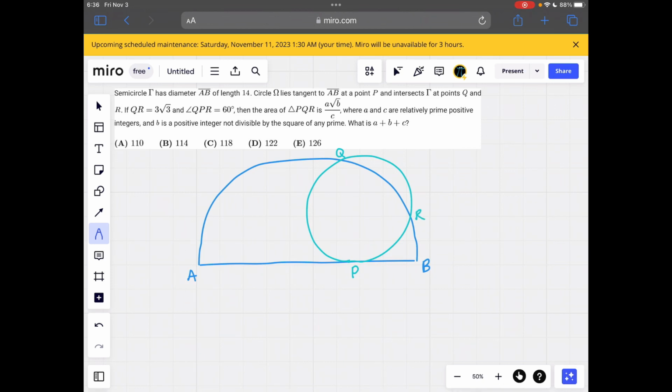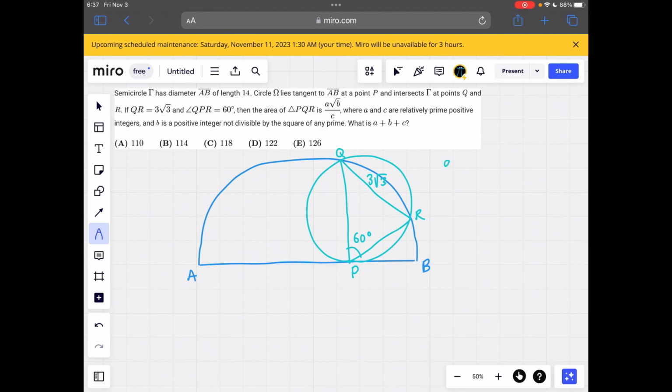We assume that QR is equal to 3 root 3, and angle QPR is equal to 60, and we have to find the area of triangle PQR. So first, we notice that we're given the length QR and the angle opposite side QR. So that makes for good use of the extended law of sines.